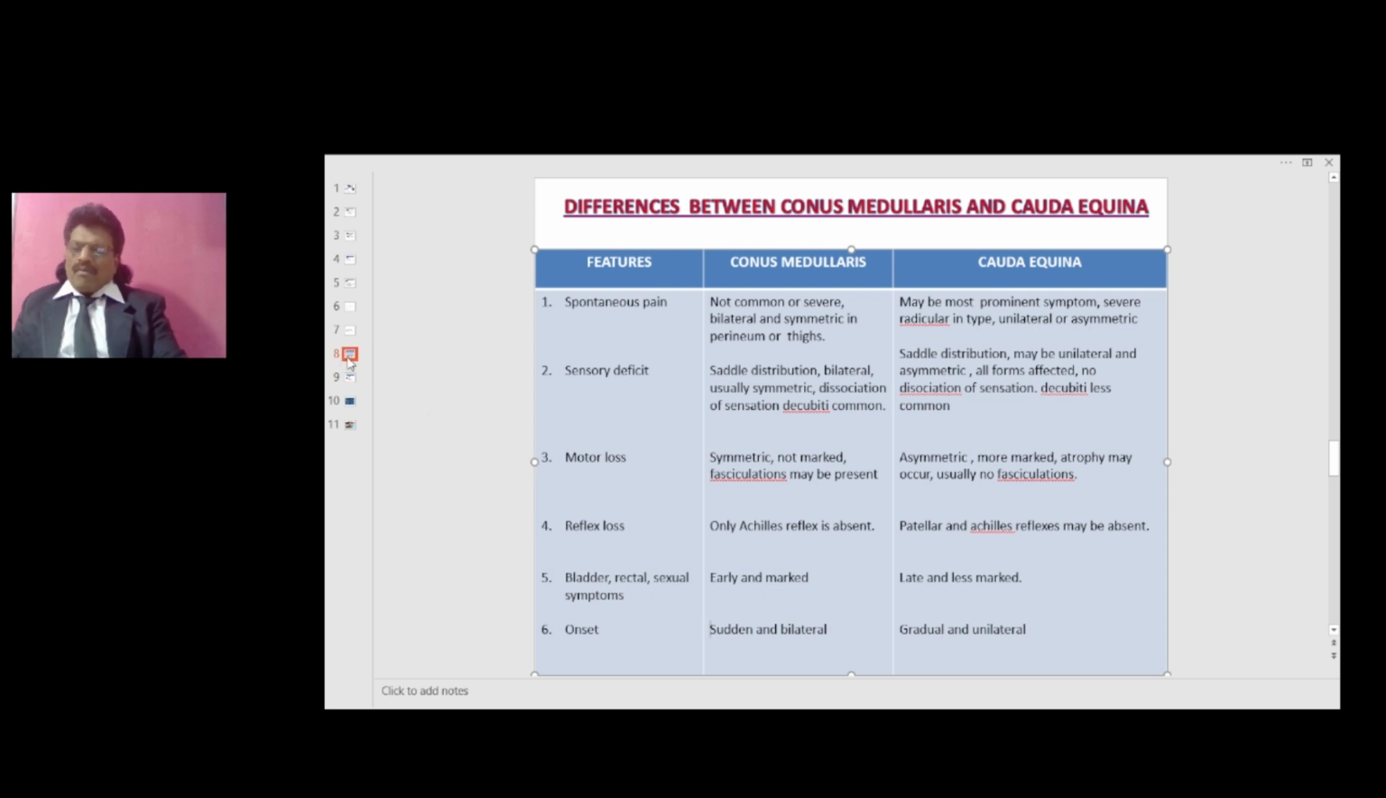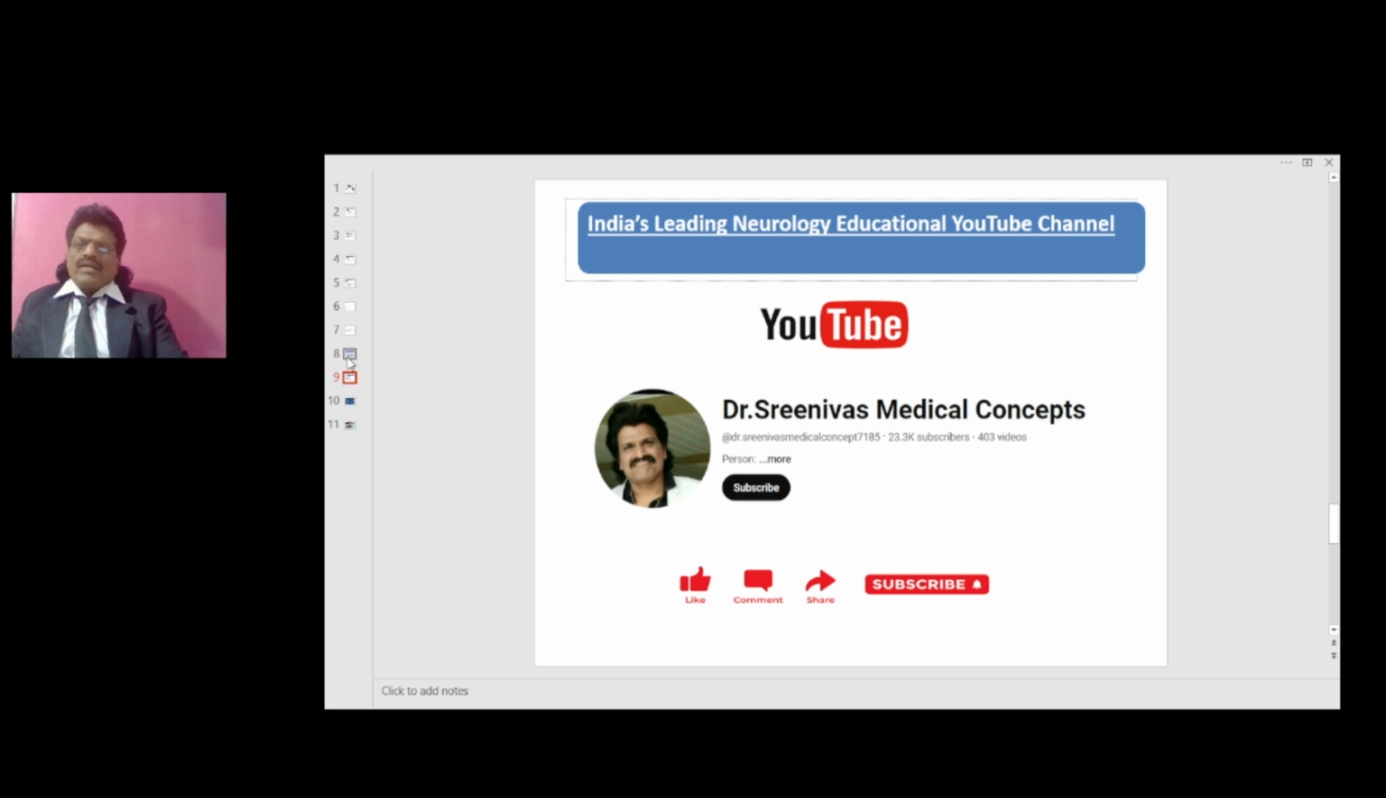So these are all the important differences between the conus medullaris and cauda equina.